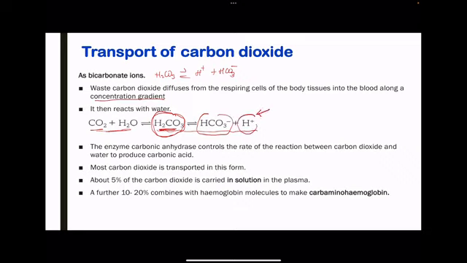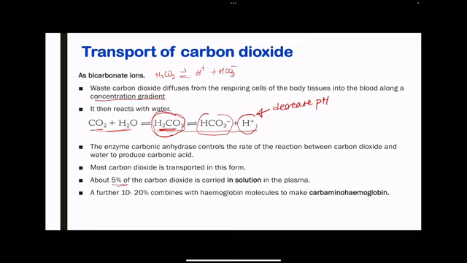But the presence of this free hydrogen ion is going to decrease the pH of blood. So we have to find a way of controlling the pH of blood by not having a higher concentration of those hydrogen ions in the blood. An enzyme called carbonic anhydrase is going to control the rate of this reaction. Again, that is a reversible reaction where carbonic acid is going to be produced. Most of the produced carbon dioxide is going to be transported in that form.